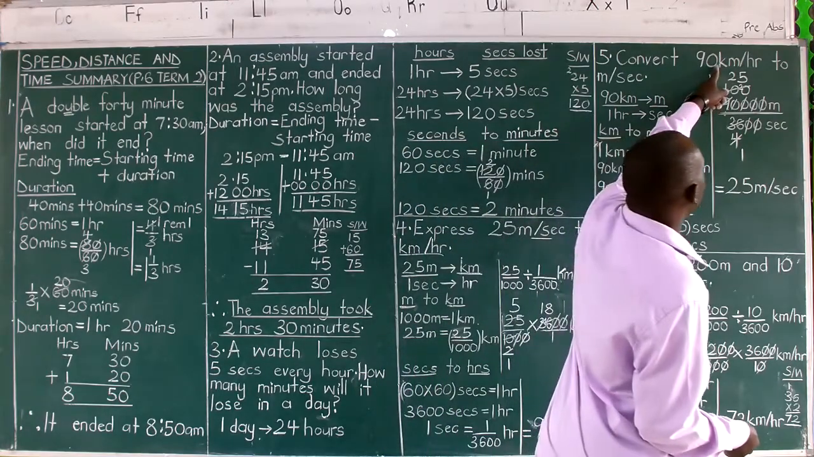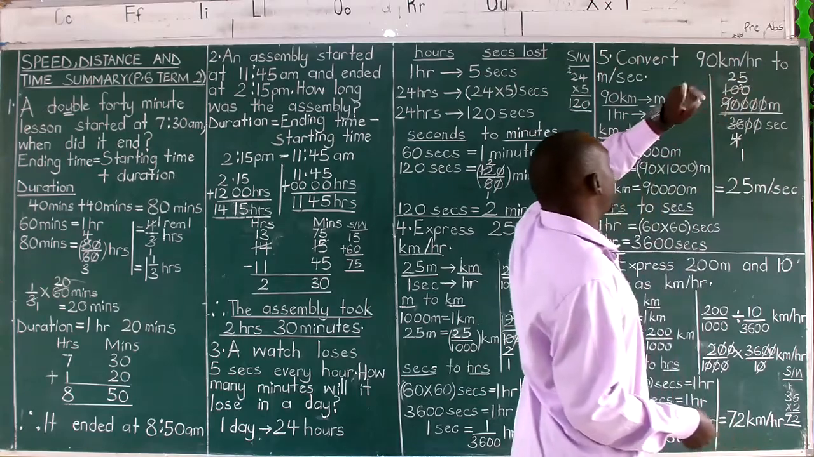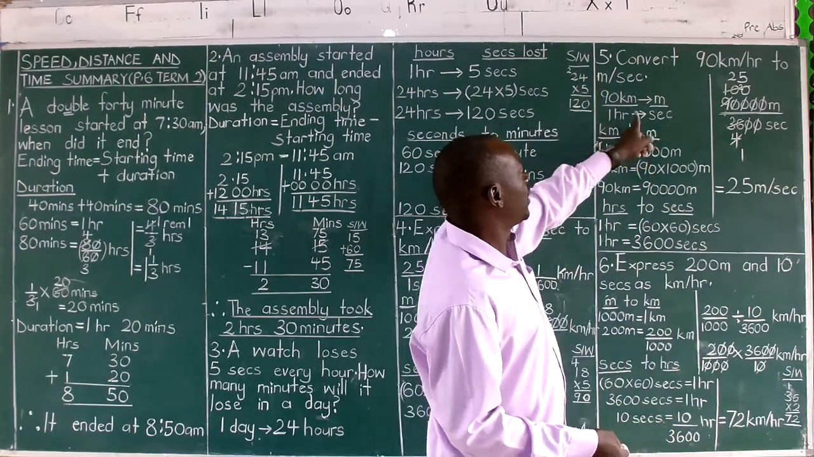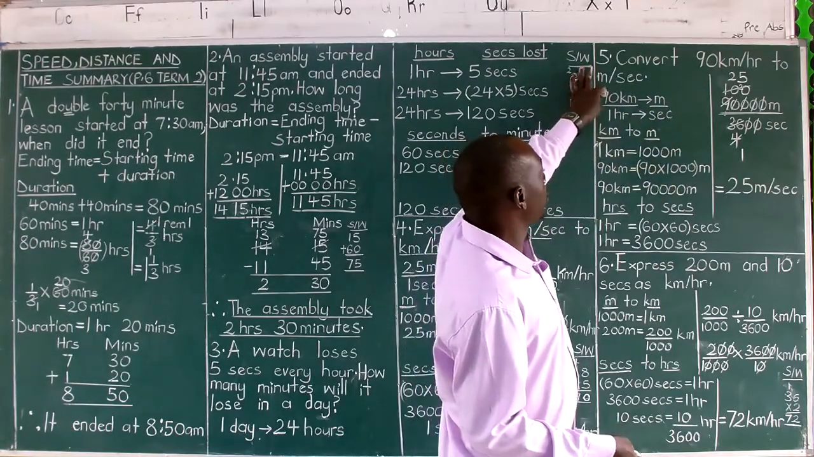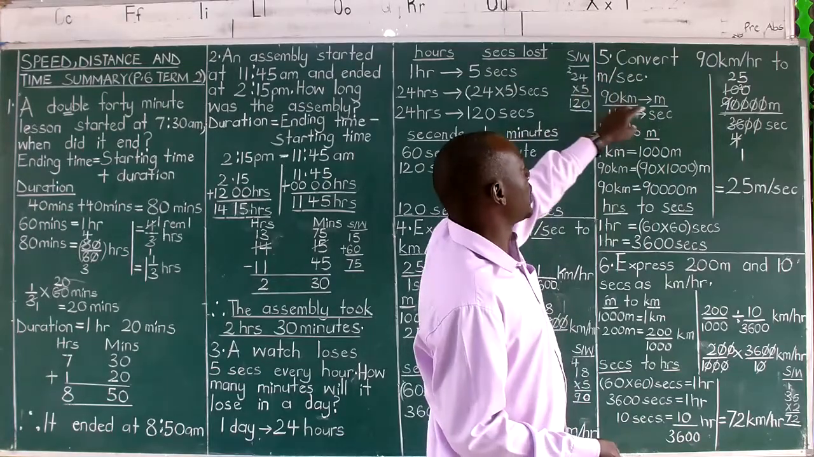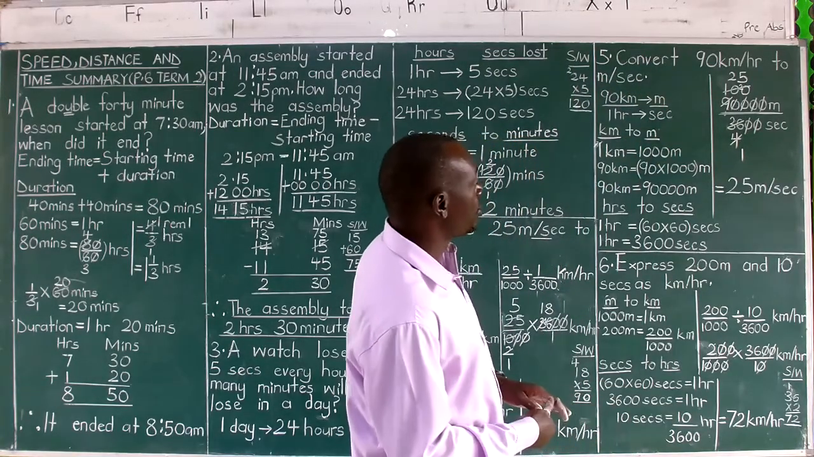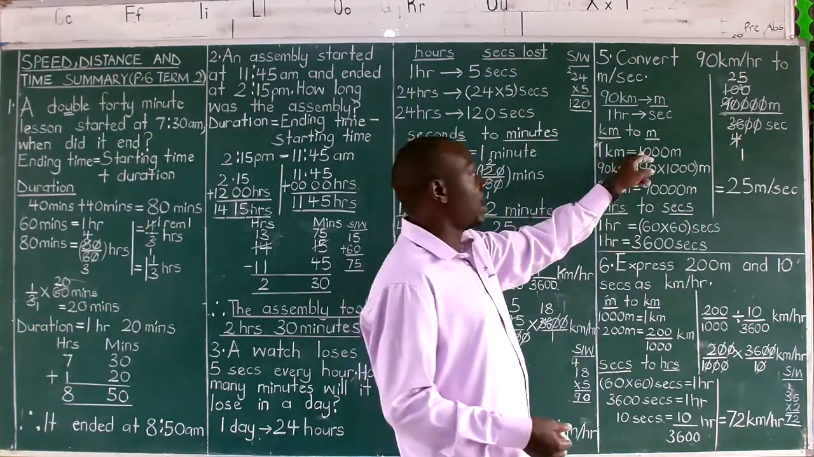So this time the kilometers will first be converted to meters, and this 1 hour, or per hour, to be converted to seconds. So 90 kilometers per 1 hour to be converted to meters per second. So 90 kilometers to meters and 1 hour to seconds, and then you divide meters by seconds. So kilometers to meters, we know 1 kilometer is equal to 1,000 meters.